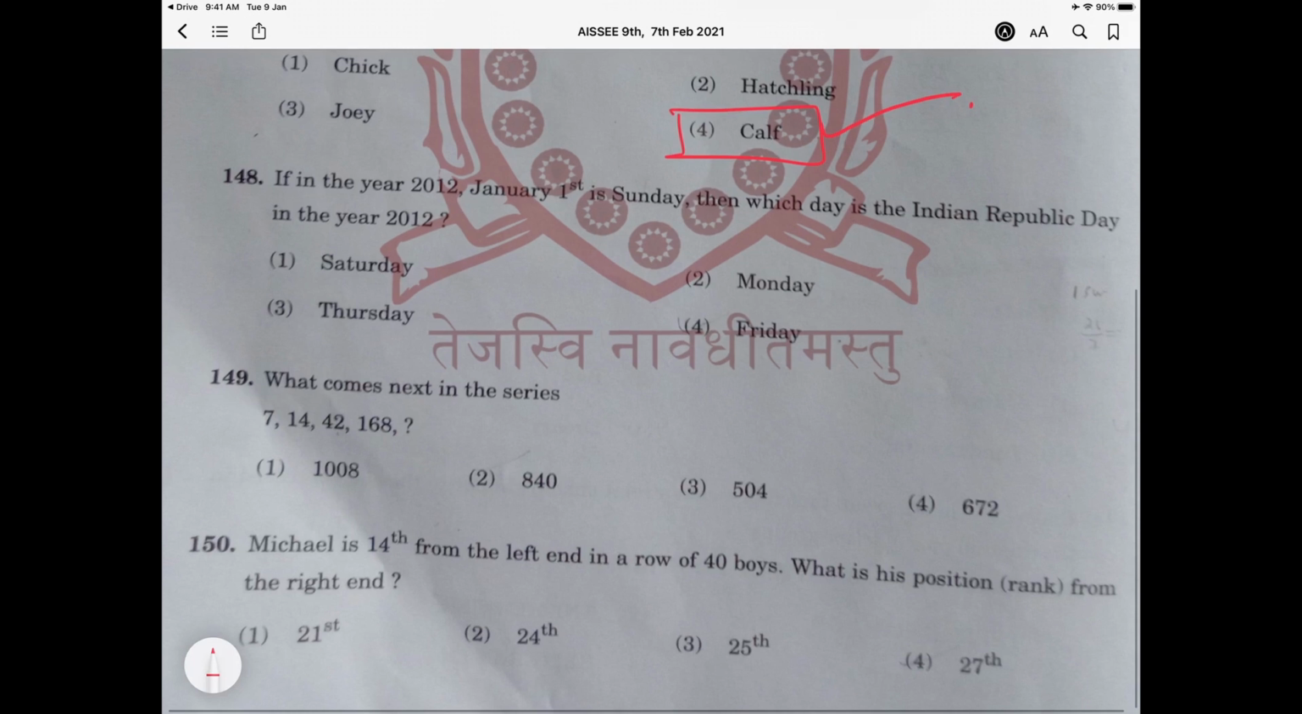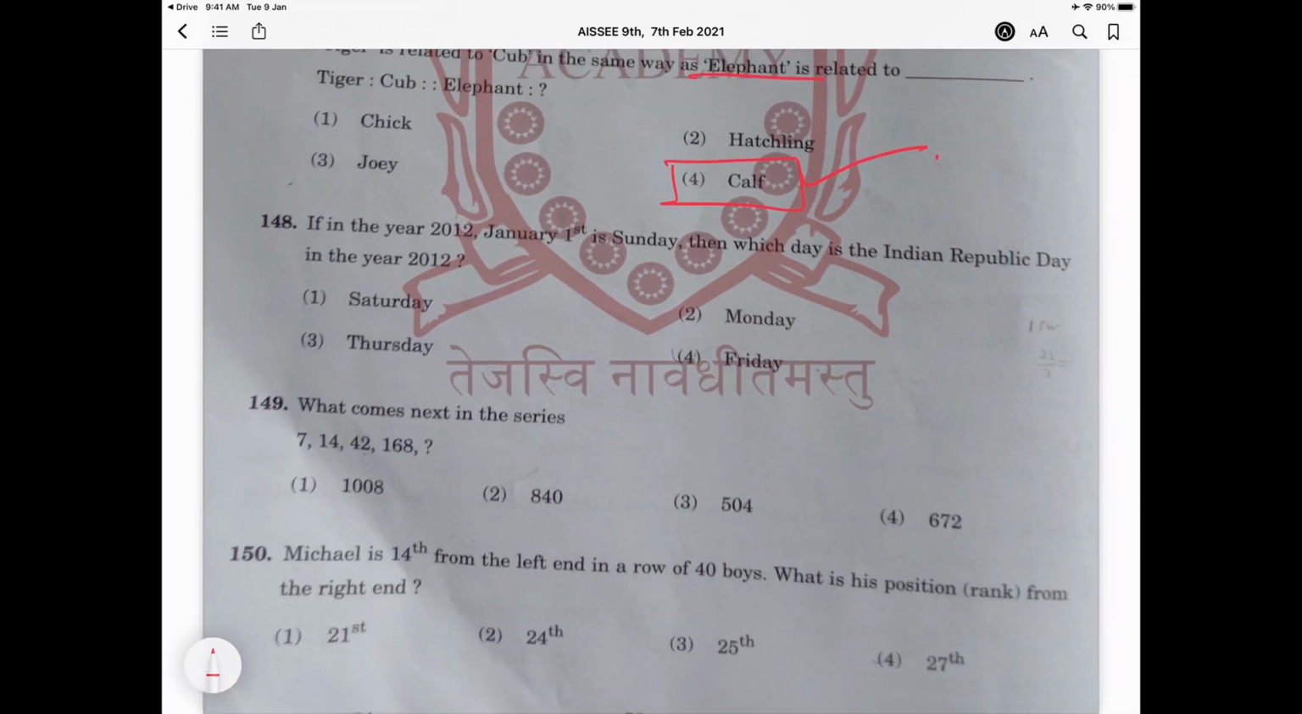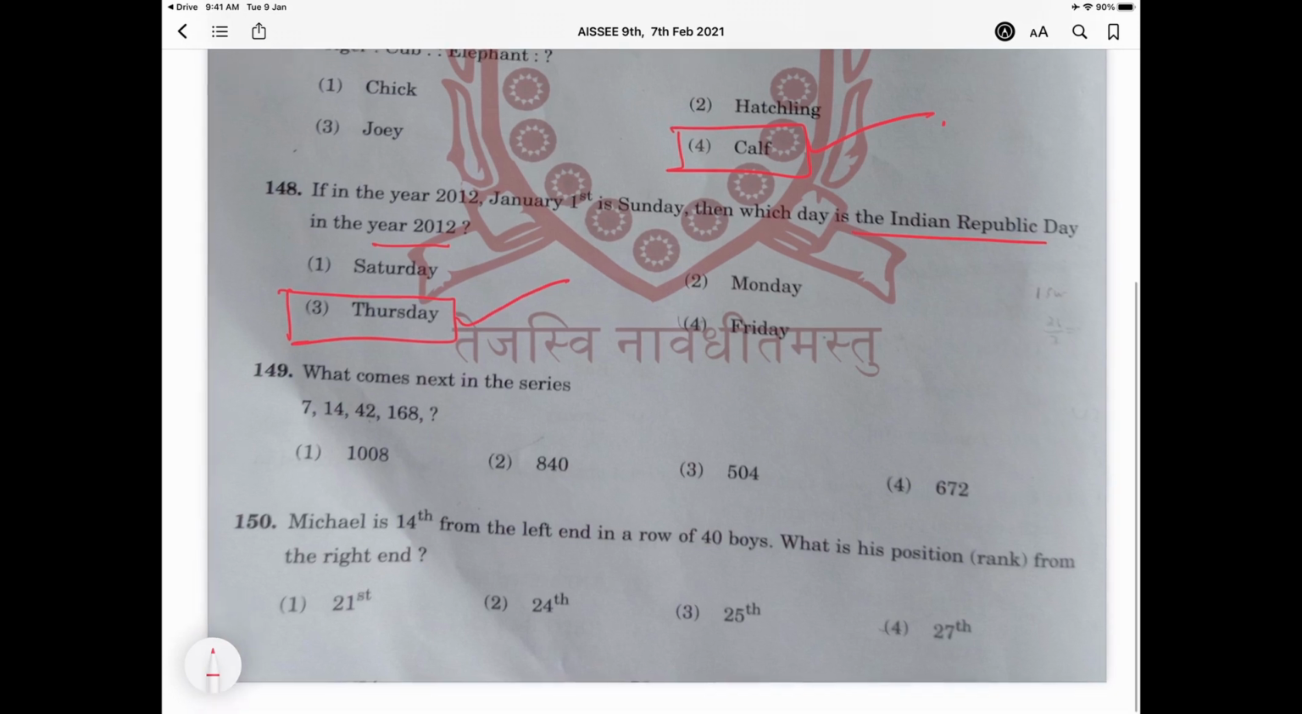Okay, in 148, if in the year 2012 January 1st is Sunday, then which day is Indian Republic Day, which is 26th January, in 2012? So the correct answer is Thursday, option number 3.